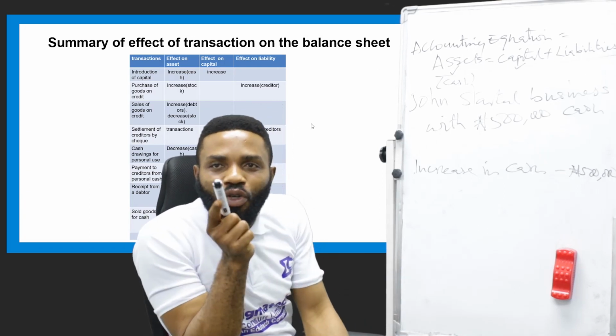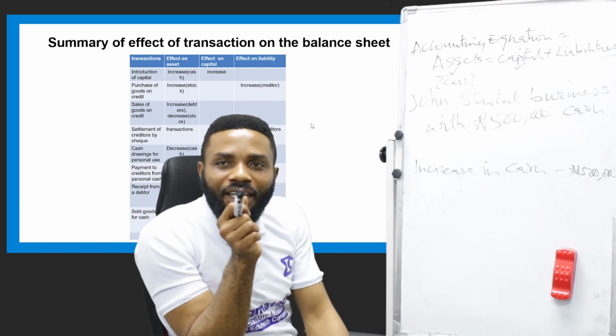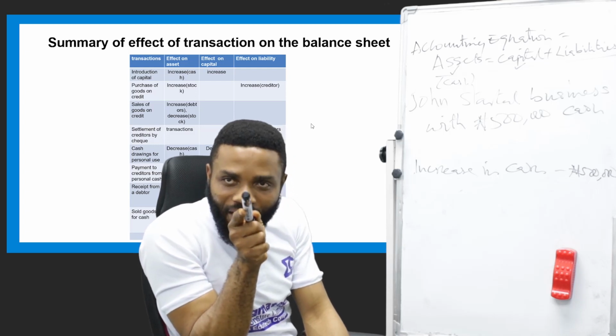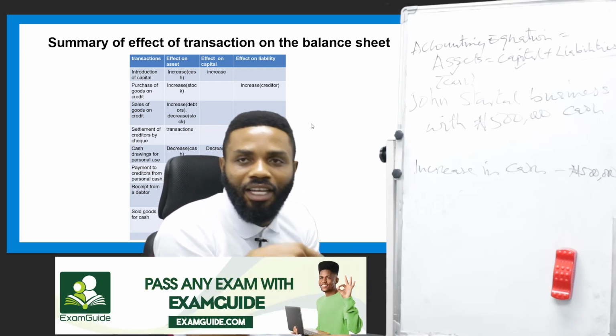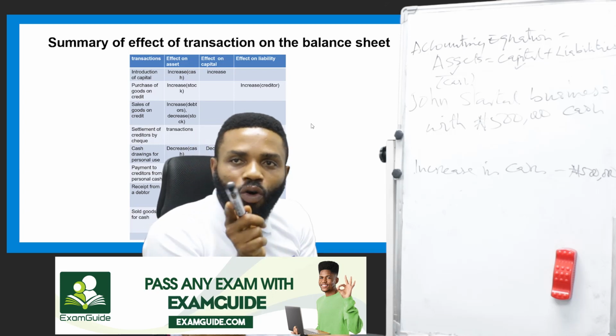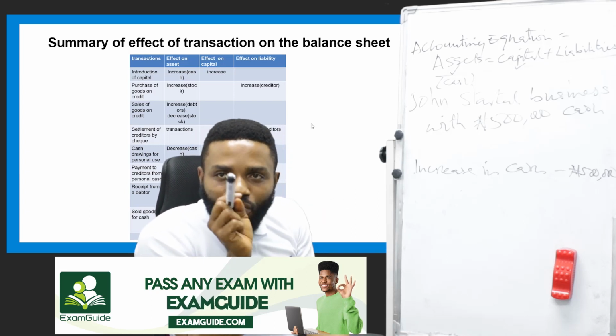So if you look at introduction of capital, you have increase in cash, increase in asset. Under effect on asset is increase. Under effect on capital is also what? Increase. In bracket you see cash.